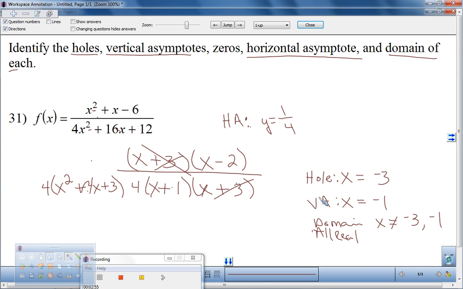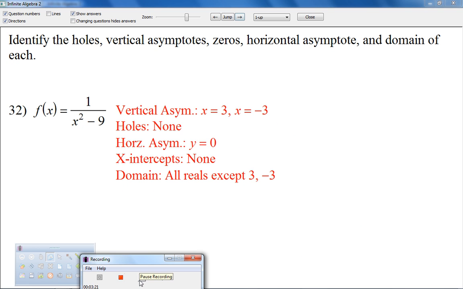Now, to find our zeros, we look and see what didn't cancel out, and what will make the top 0. What will make the top 0 is 2. So our zero would be x equals 2. So our zeros come from our numerator. Alright, I'm going to show you how we come up with all this.